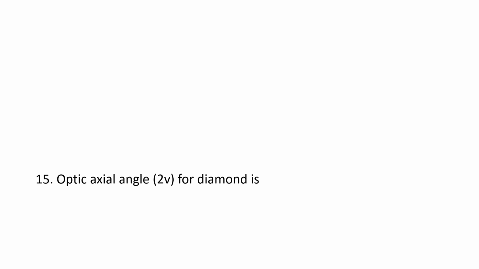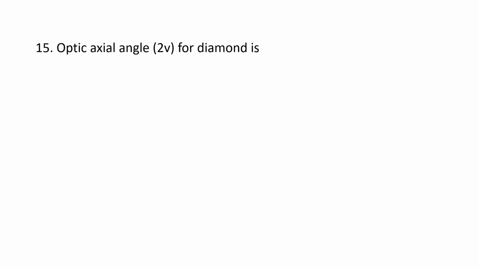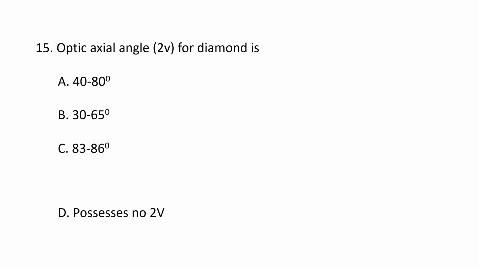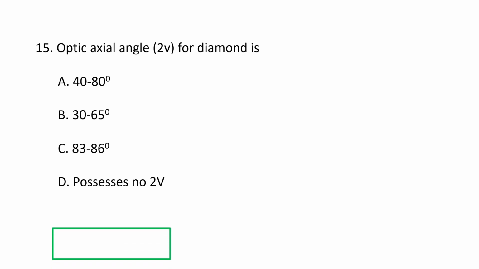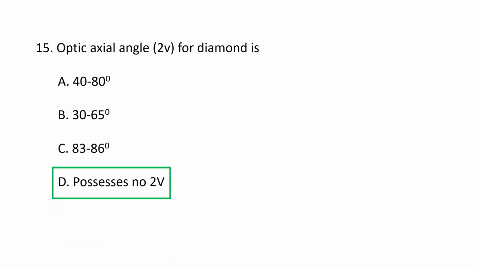Next question. Optic axial angle 2V for diamond is A. 40 to 80 degrees, B. 30 to 65 degrees, C. 83 to 86 degrees, and D. Possesses no 2V. The correct option goes as D. Possesses no 2V. The reason diamond lacks an optic axial angle is rooted in its crystal structure and resulting optical symmetry.